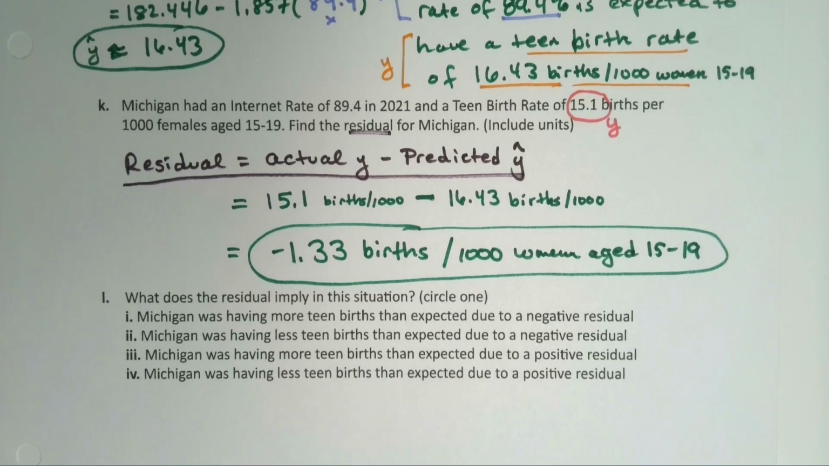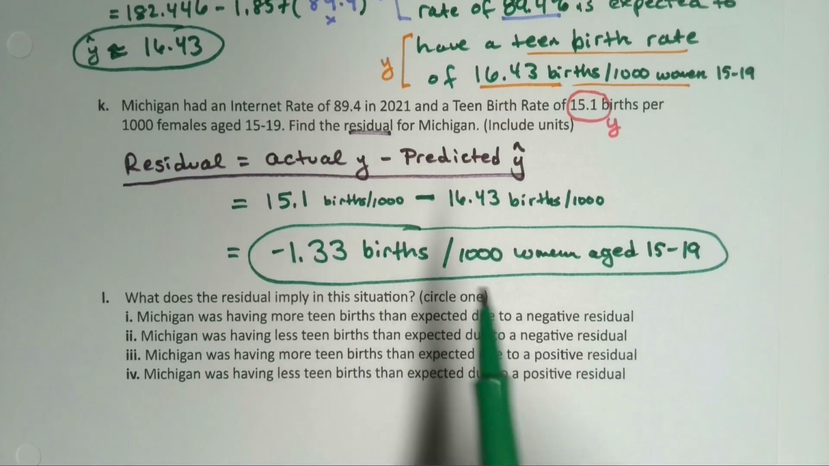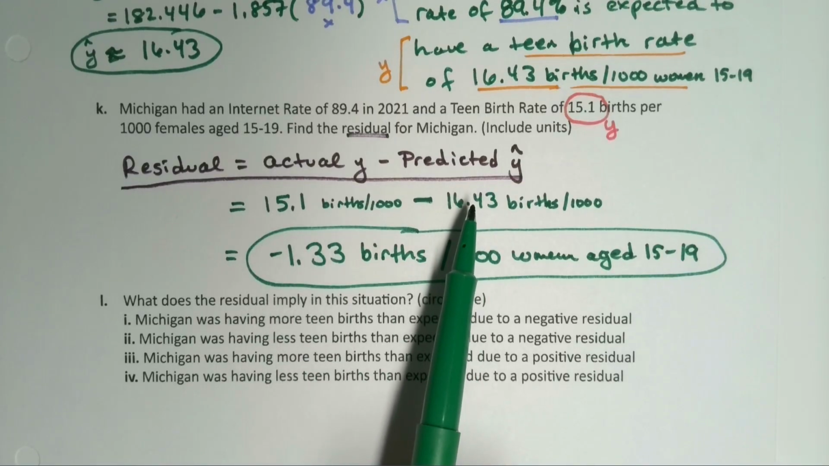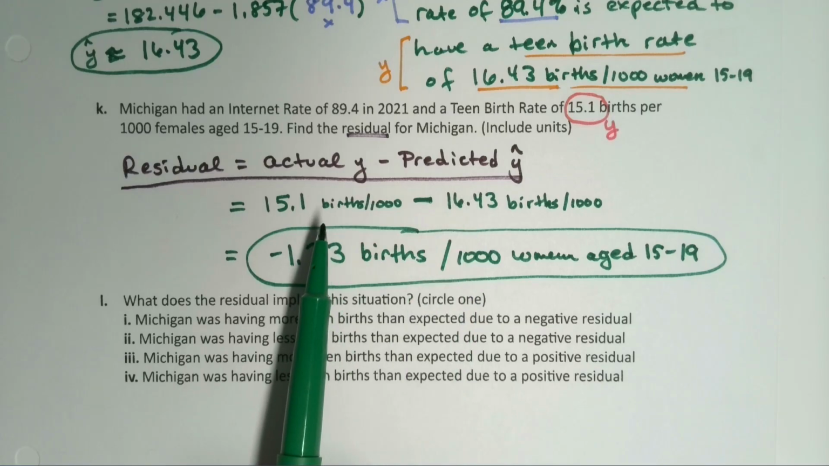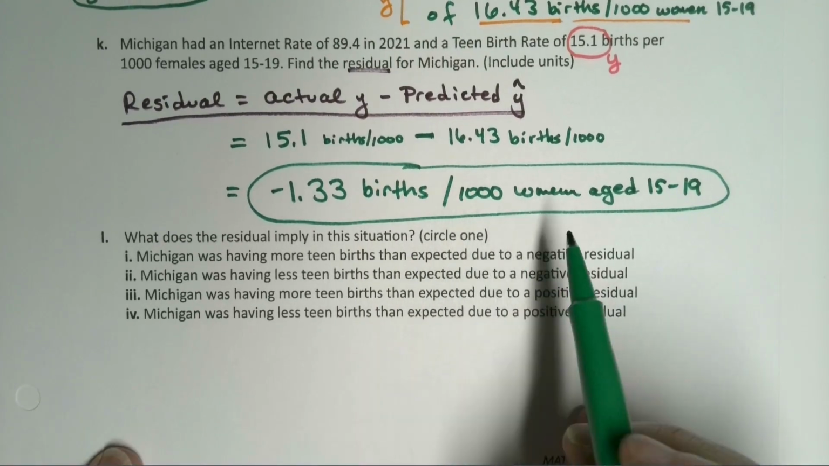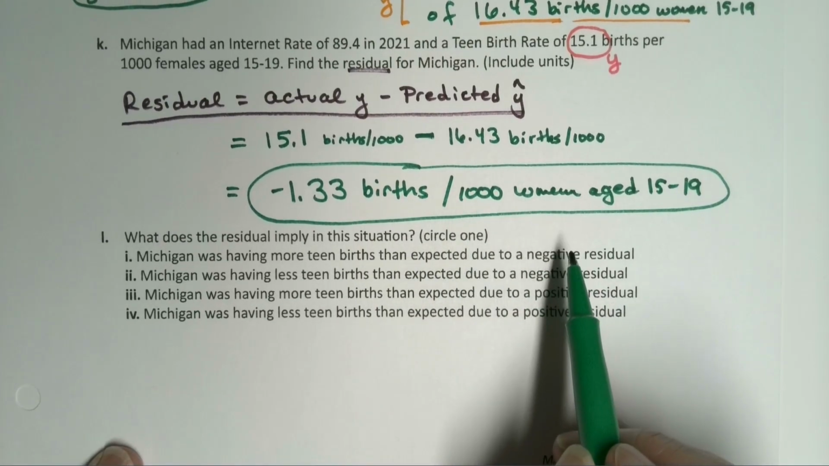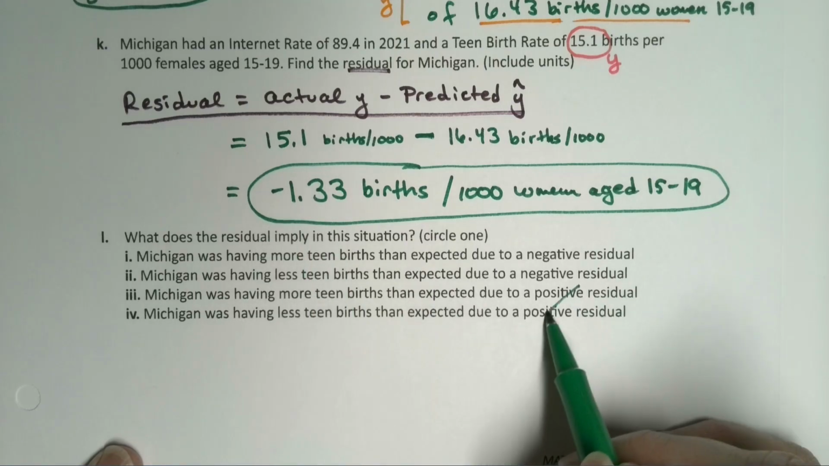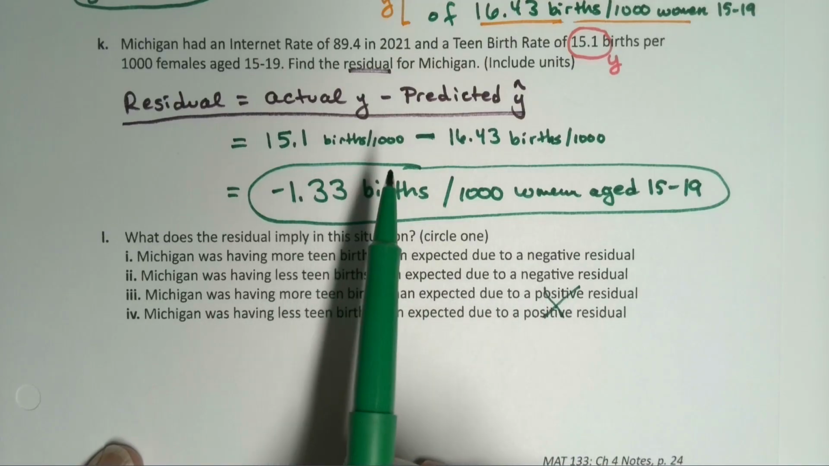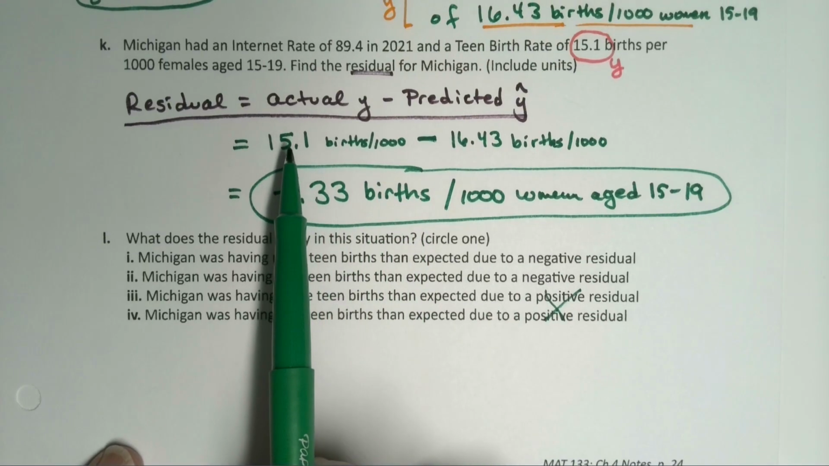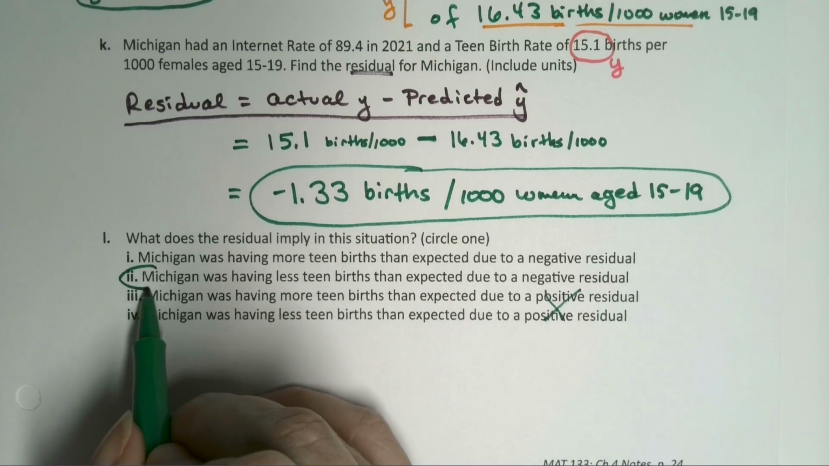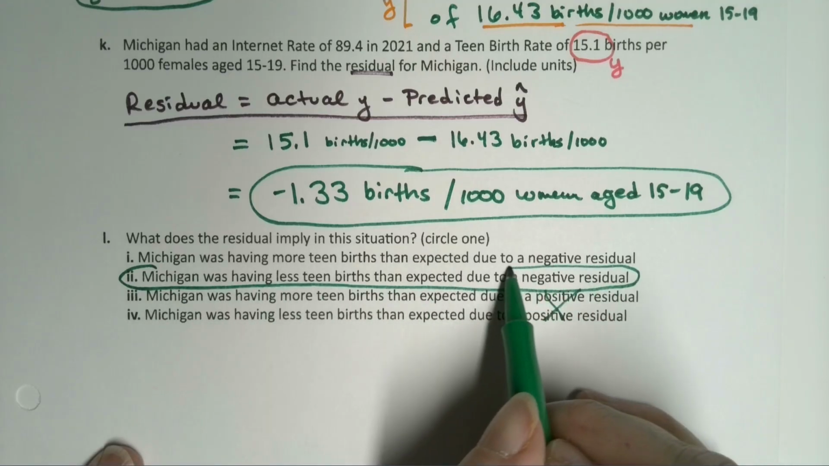Now, what does that imply for Michigan? So we were expecting 16.43, but we had 15.1. So let's look. First of all, it's a negative residual. So it's going to have to be one of these first two because that's a negative number. So there's no way it's these two because they say positive residual, which is not the case. And then let's think about the numbers. Michigan was actually having 15.1. 15.1 is lower. They're having less births than we expected due to a negative residual.